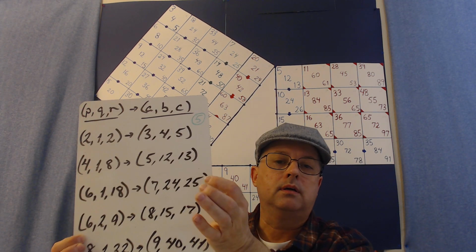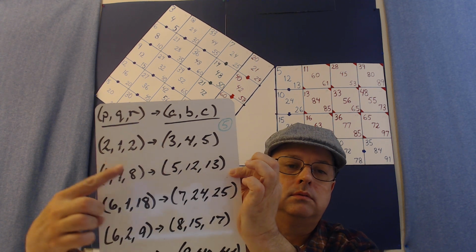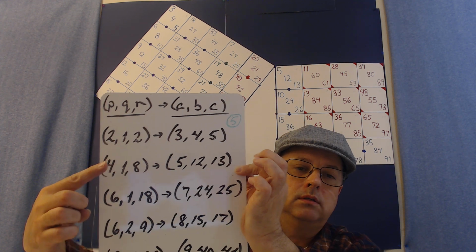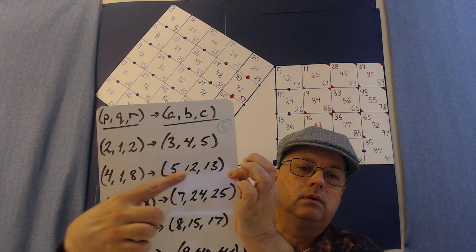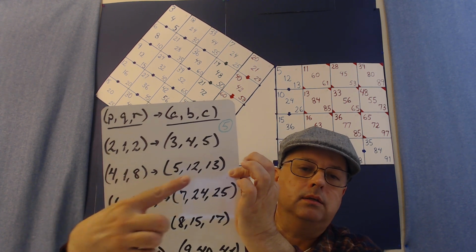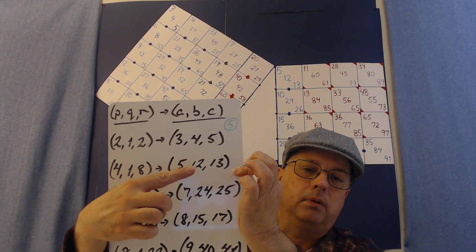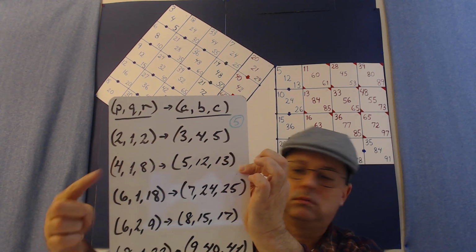All right. And now then, let's go back to the next Pythagorean triple in our list. 5, 12, 13 came from the PQR 4, 1, 8. See, 4 plus 1 is 5. 4 plus 8 is 12. And 4 plus 1 plus 8 is 13. And how did the 4 get there? 5 plus 12 is 17. Minus 13 is 4. Okay.